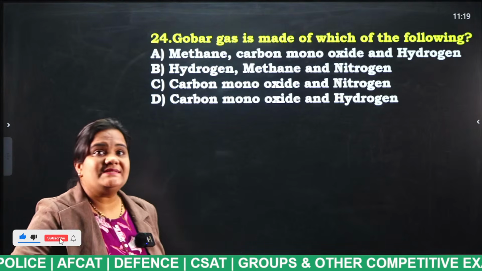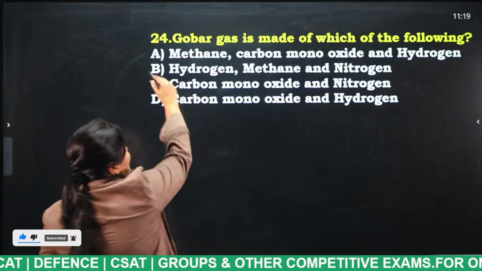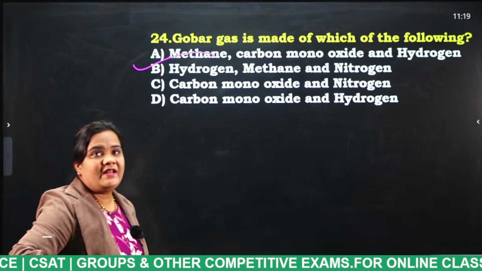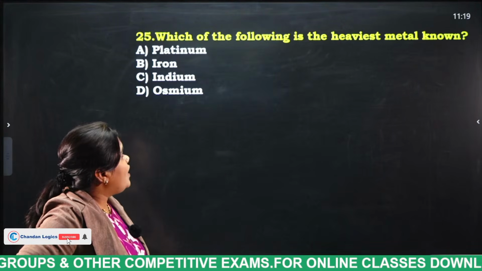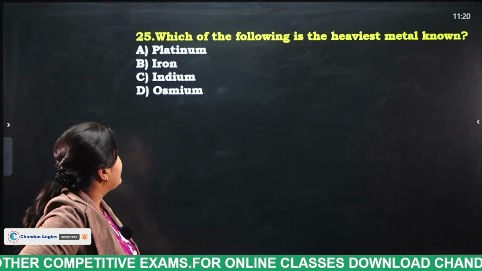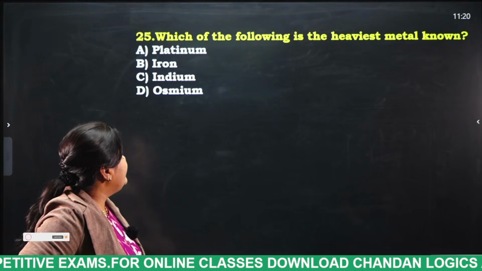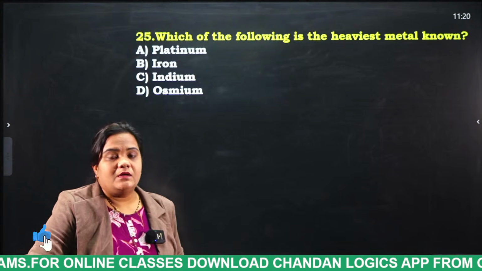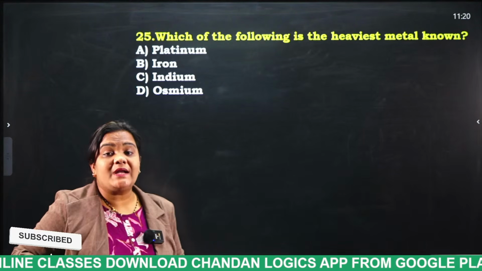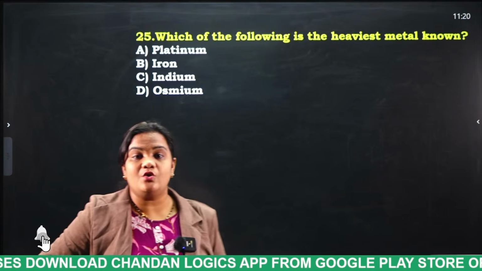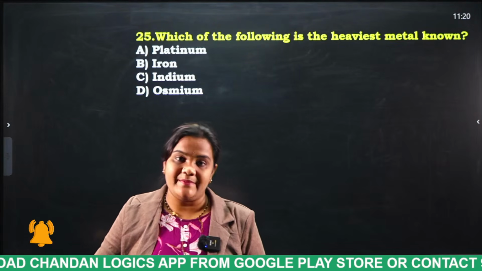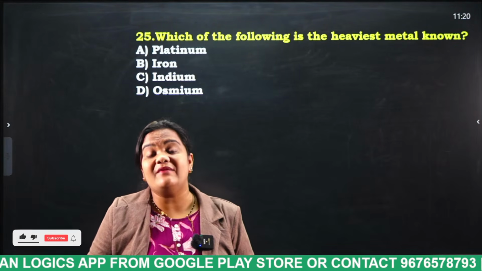Come on, students, what is the answer? Yes, methane, carbon monoxide and hydrogen. Very good. Okay, which of the following is the heaviest metal known? Platinum, iron, indium, osmium. Which is the heaviest? I am not asking which is the hardest metal known. Hardest metal known is diamond. Fine. So which is the heaviest metal?